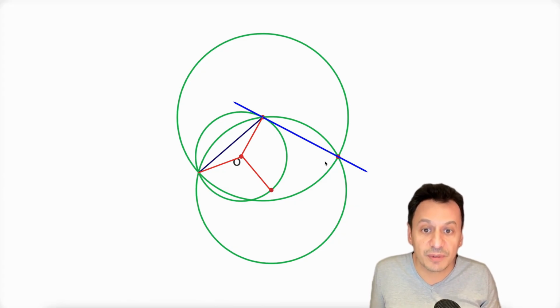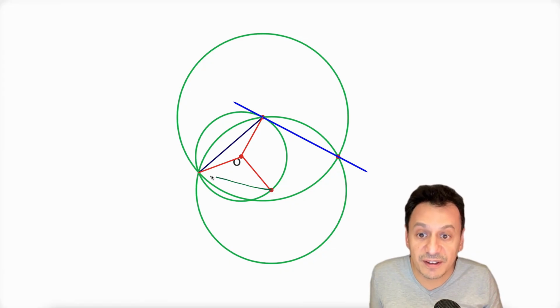Now I'm going to draw the radii of this circle. Let them be green as well. Let's draw one like this. One radius here, and a radius here as well.